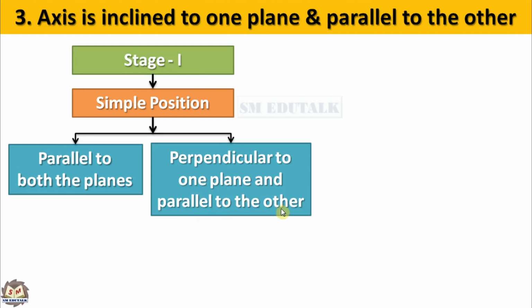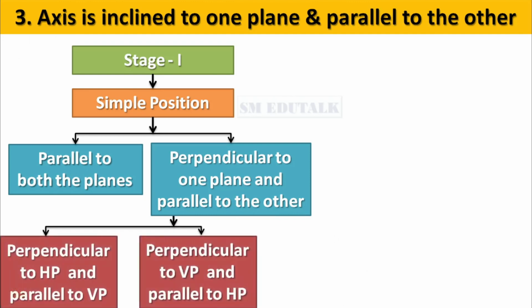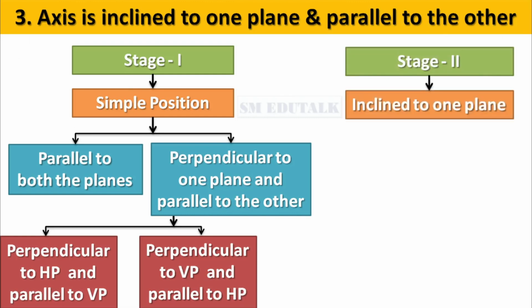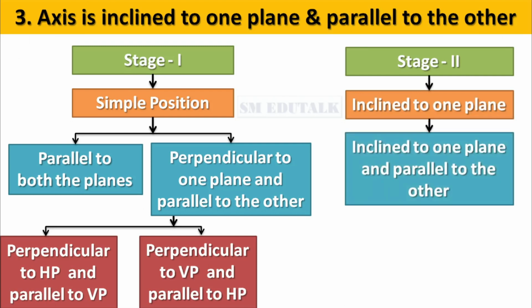This one is also further divided into two subpositions. They are axis is perpendicular to HP and parallel to VP. Then axis is perpendicular to VP and parallel to HP. Once front view and top view have finished in stage 1, then we enter into stage 2. It represents the inclined position of the solid. That is, axis is inclined to one plane and parallel to the other.